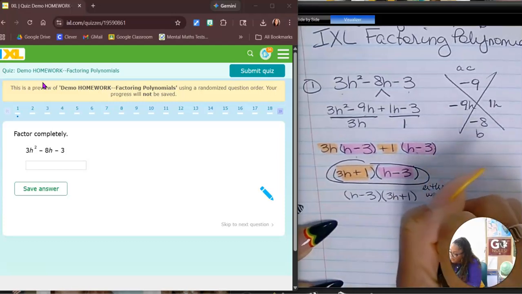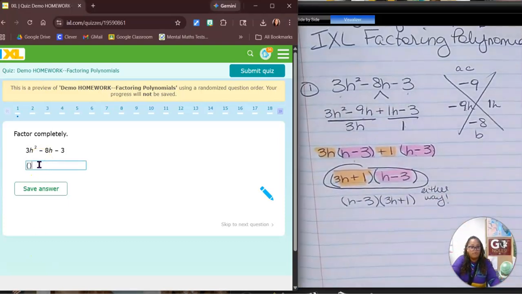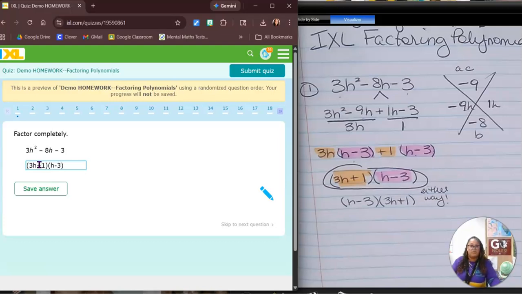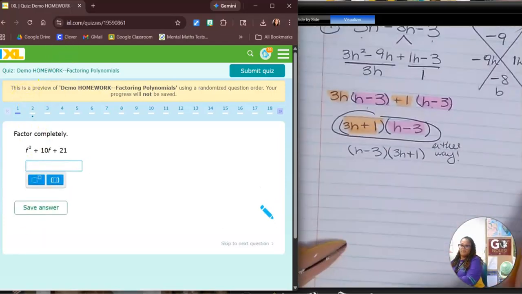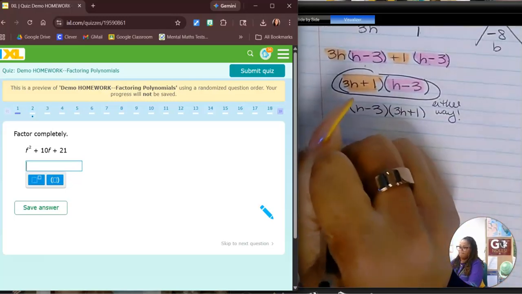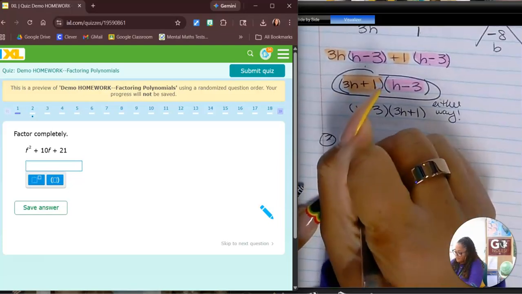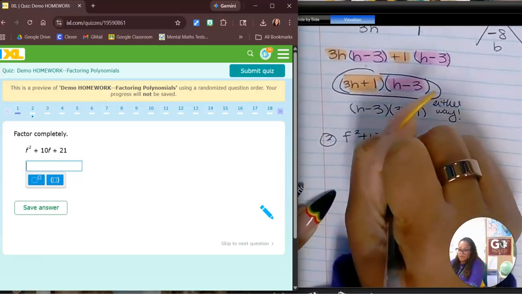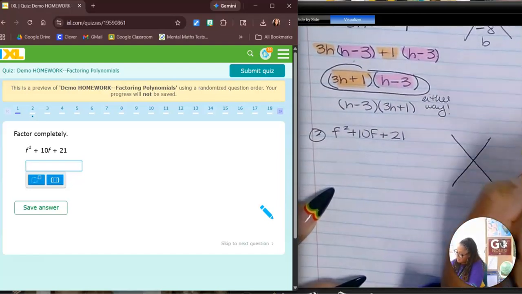Either way. So then I'll type it in. Parentheses, parentheses. 3h plus 1 times h minus 3. Save answer, next question. Okay, now I've got f squared plus 10f plus 21. Make your big X.